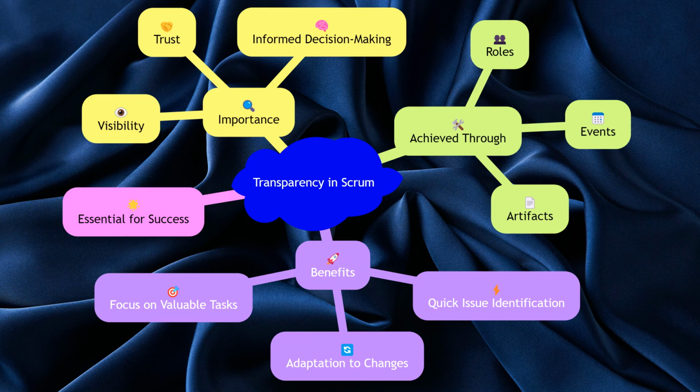By maintaining high levels of transparency, the Scrum team can quickly identify and address issues, adapt to changes, and ensure that they are always working on the most valuable tasks. This openness is essential for the success of any Scrum project.